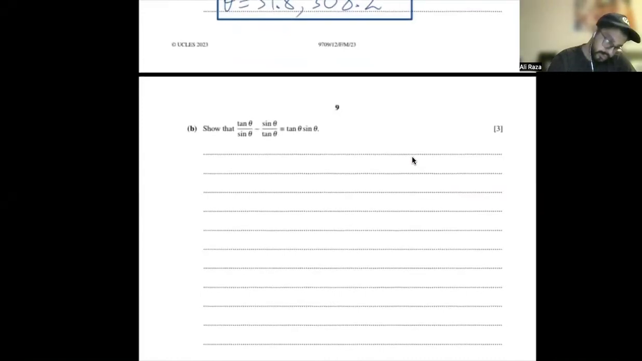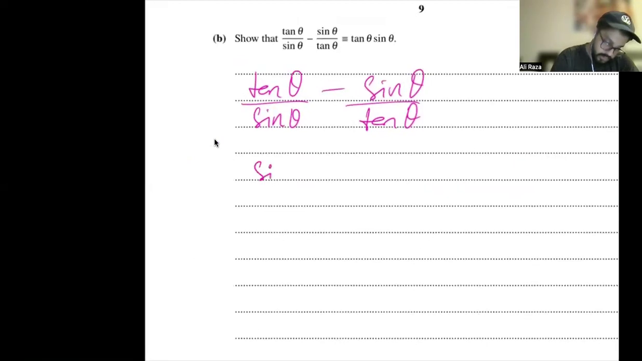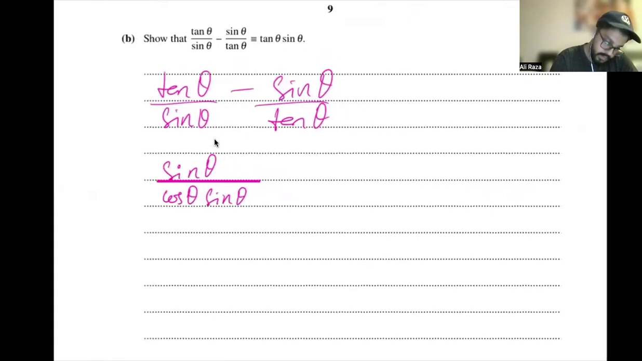Okay, moving on to part B, we need to prove this identity. So we have tan theta over sin theta minus sin theta over tan theta. We can express tan theta as sin over cos. So this can be written as, and we can do the same thing over here.